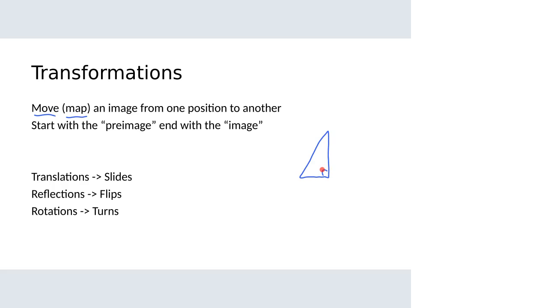And what we do is we start with something that is a pre-image, and then we're going to move it somehow using one of the three transformations that we're going to talk about. And then after it gets moved to wherever it goes, however we move it, then we have something that's called the image. So we start with a pre-image, we move it, and we end up with an image.